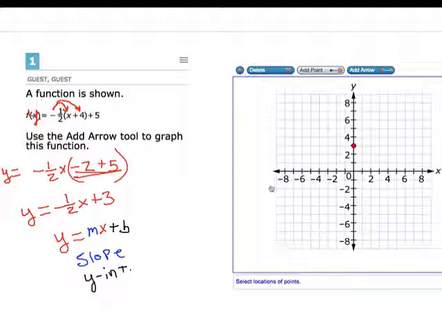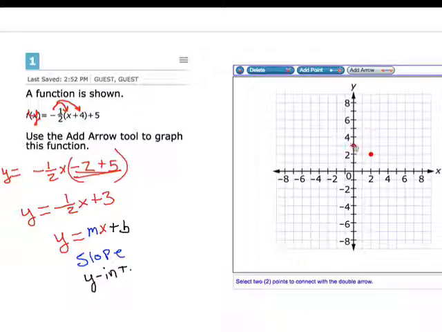Right there. From there, I know I got to go down 1 over 2. So down 1 and positive 2. So I'm going to add another point right there. Down 1, positive 2. And this is our line. Once we have 2 points, we can easily draw an arrow between them. Now you don't have to keep the arrow going. Just connect the 2 points and you're done.